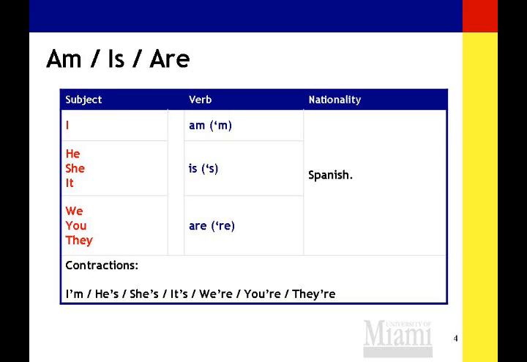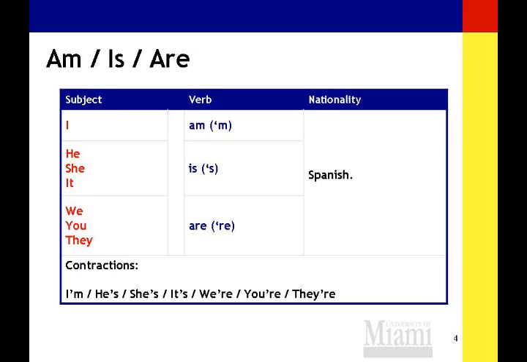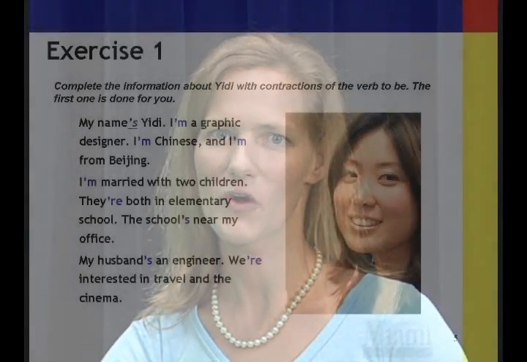Let's look now at how we form the verb to be. We start with the subject, I, and the verb am, and then we'll use the nationality Spanish. So repeat these sentences after me. I'm Spanish. He's Spanish. She's Spanish. It's Spanish. We're Spanish. You're Spanish. And they're Spanish. Now look at this next exercise to practice using the verb to be.